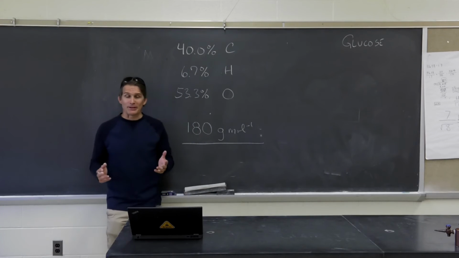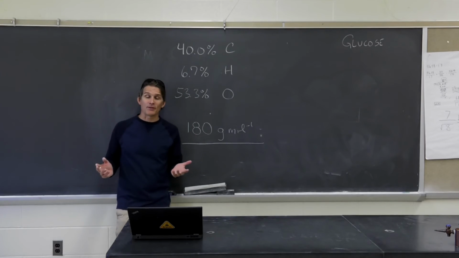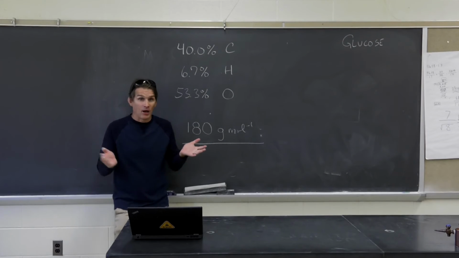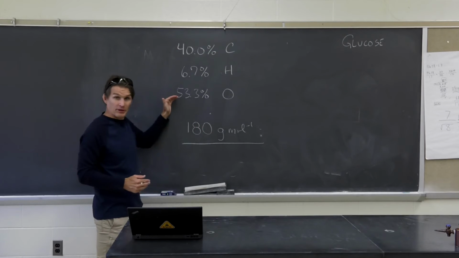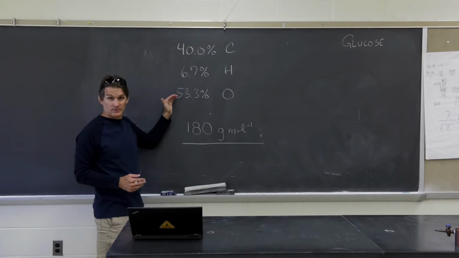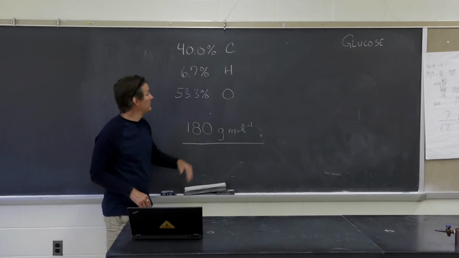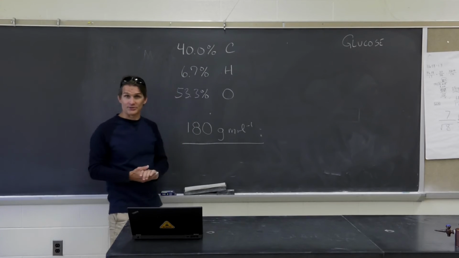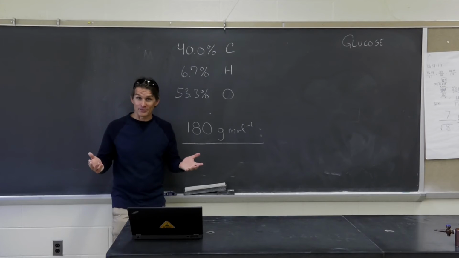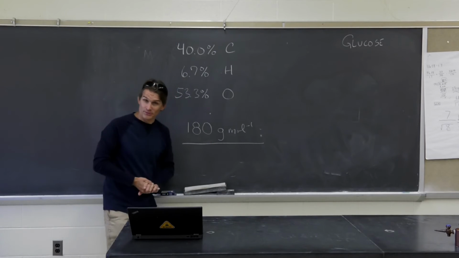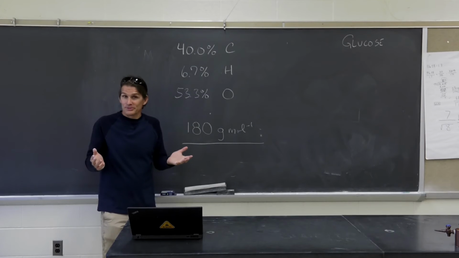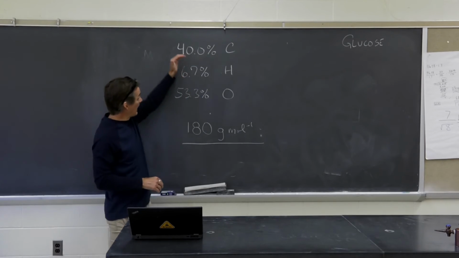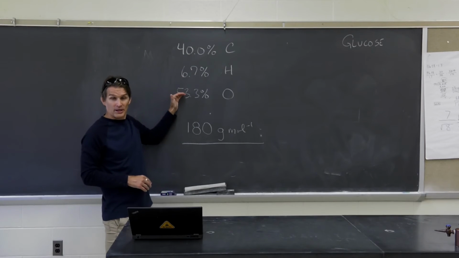So here's the simplest way to do this. We just imagine we have 100 grams of glucose. We could imagine we have a gram. A gram of glucose is going to have this ratio, percentage-wise. 100 grams of glucose is going to have this ratio in percentages of carbon to hydrogen to oxygen. A kilogram of glucose is going to have this ratio. So it doesn't matter what we choose. All samples of glucose, if they're pure, have this ratio of carbon to hydrogen to oxygen.